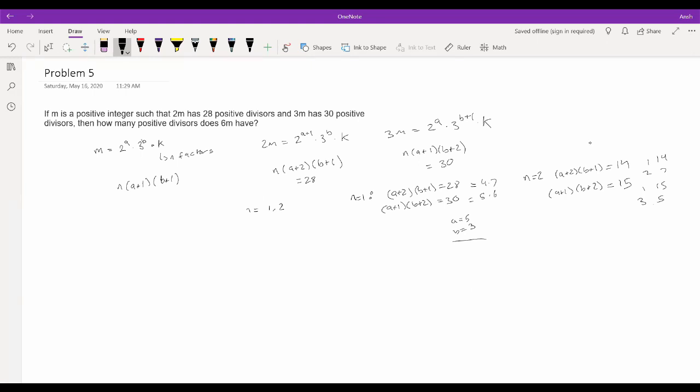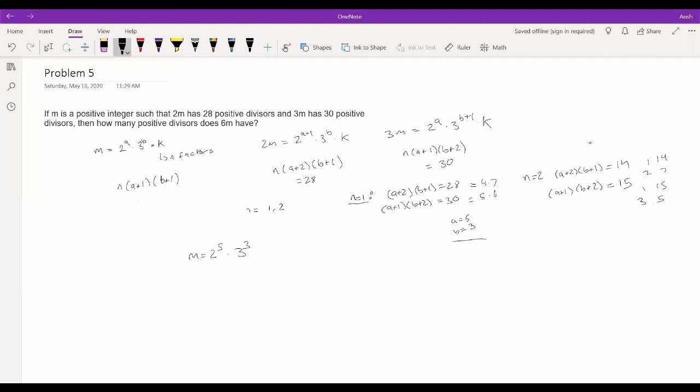And we also know that k would equal 1 in this case, or n equals 1 in this case. And since n equals 1, that just means k is equal to 1, because the only number that has one divisor is 1. So that means that m can be written as 2 to the a times 3 to the b, which in this case would just be 2 to the 5th times 3 to the 3rd.